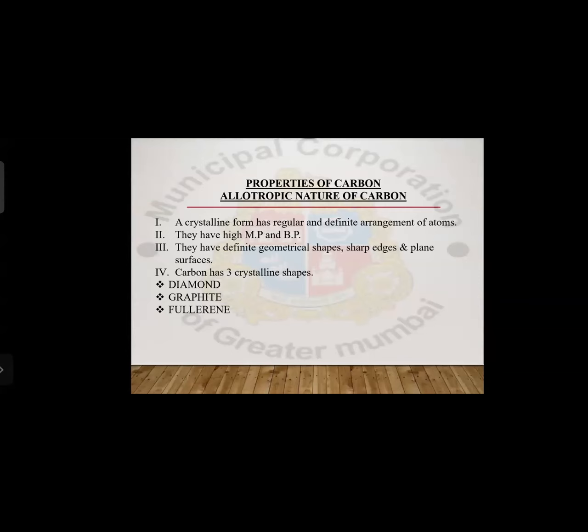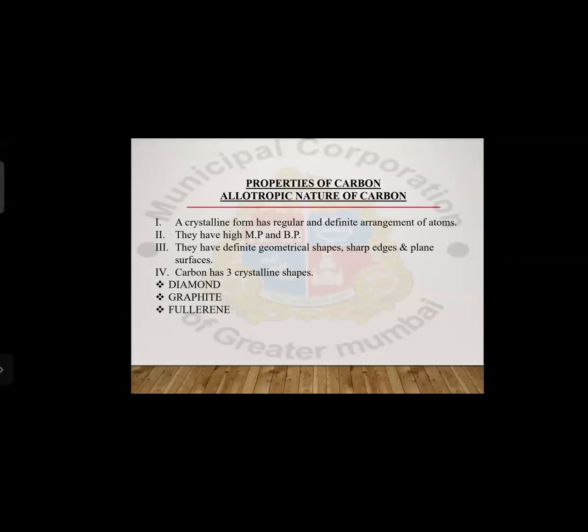If you talk about diamond, it is the hardest substance found in nature. It requires a very, very high temperature to melt. They have definite geometrical shapes, sharp edges, and plain surfaces. Sometimes they are triangular, sometimes tetragonal, sometimes three-dimensional. So these are all geometrical shapes. Sharp edges and plain surfaces.